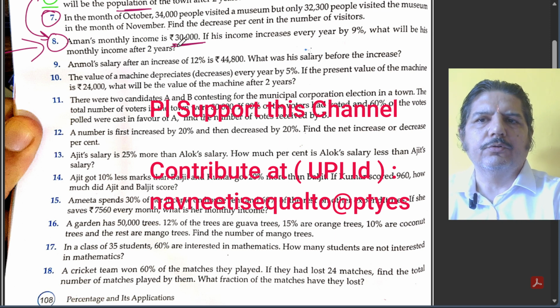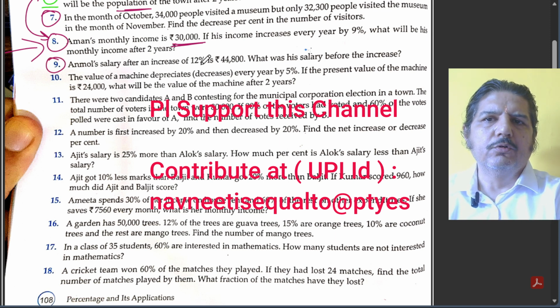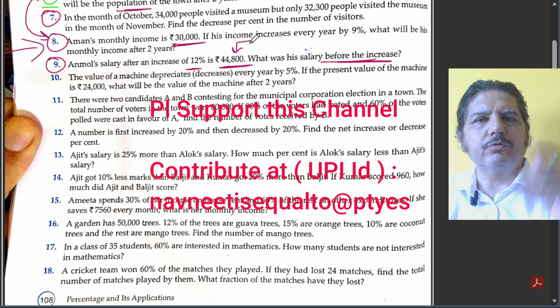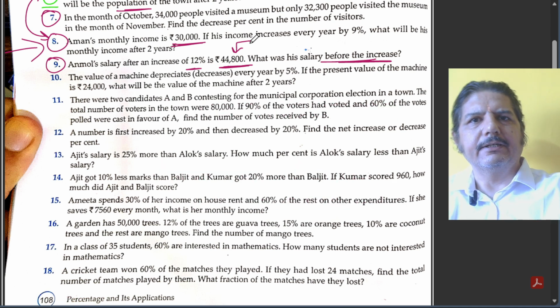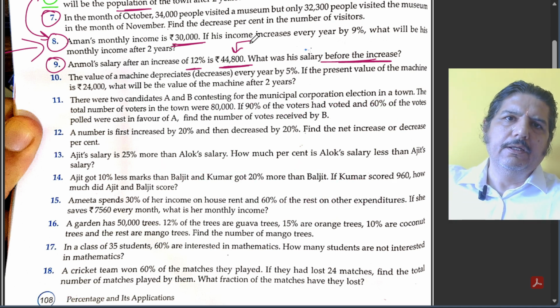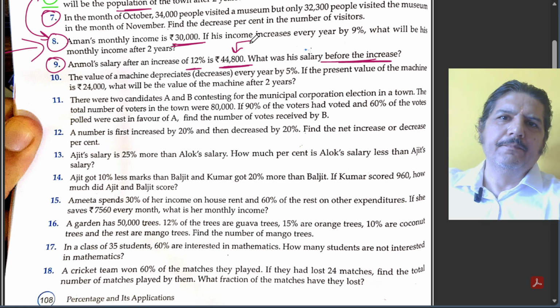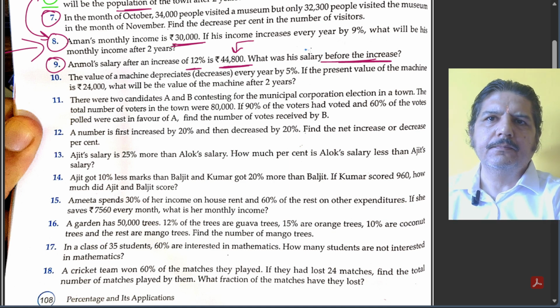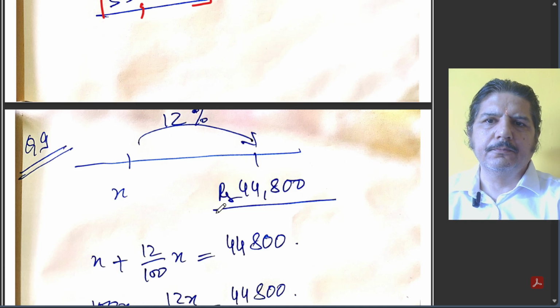Let's go to the next question, question number 9. Anmol's salary after an increase of 12% is 44,800. What was the salary before the increase? So here you have to see that 44,800 is the salary after increase. They are asking the before salary. So how do we find this? Let me show you the solution.